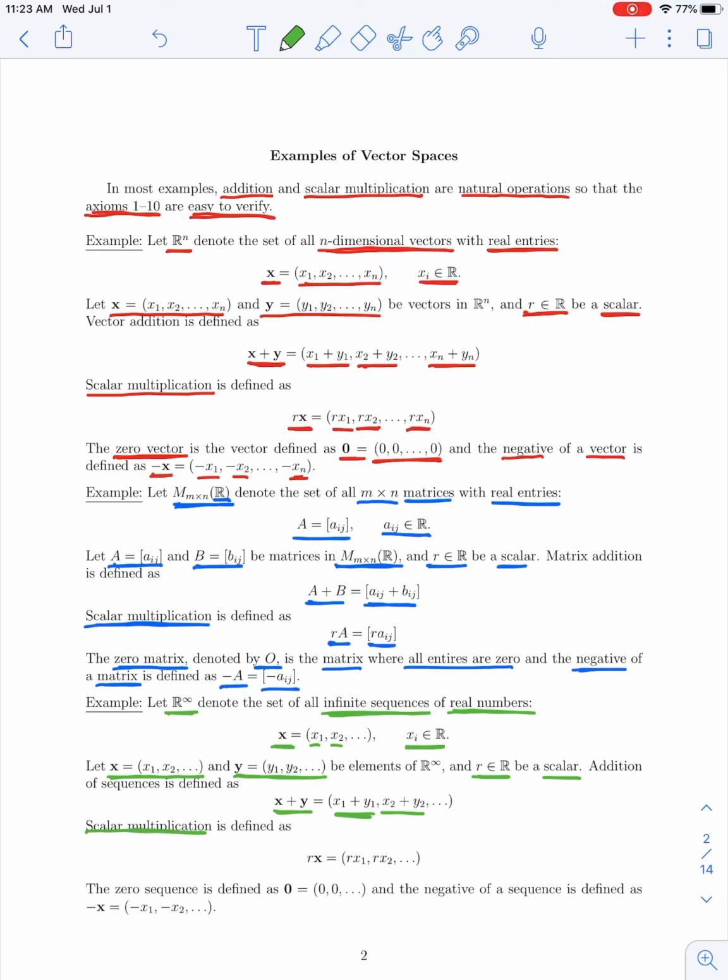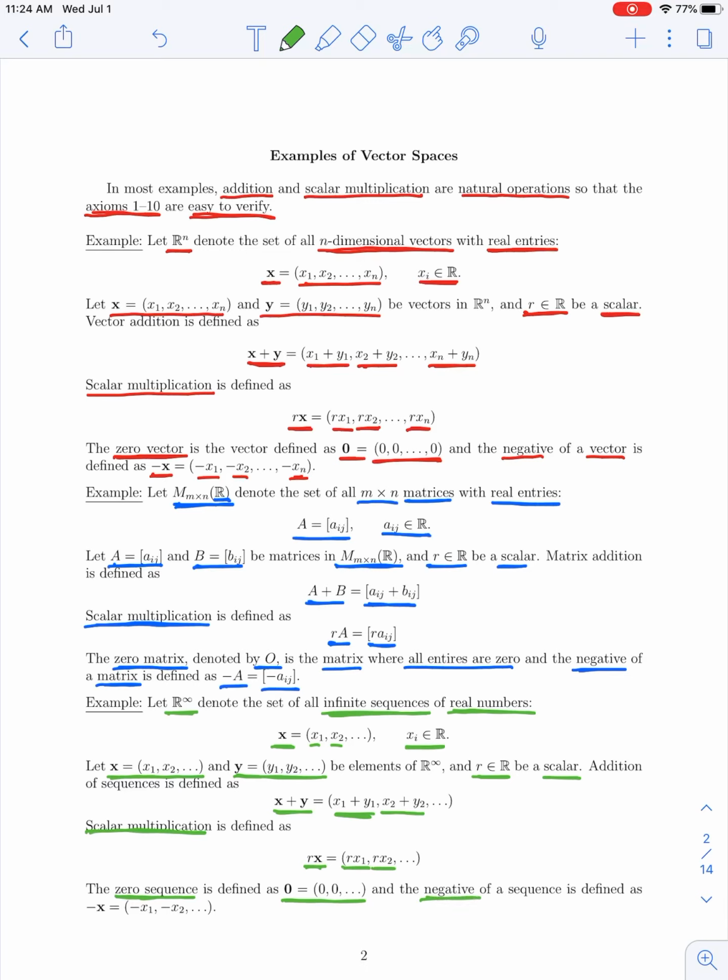And the scalar multiple of a sequence x by some scalar r would be the infinite sequence whose first term is the scalar r times the first entry in that sequence x. The second entry would be r times the second entry of x, and so on. Now for this space, the 0 vector, or the 0 sequence, would be the sequence of all zeros. Every entry, or every component of that sequence would be 0.